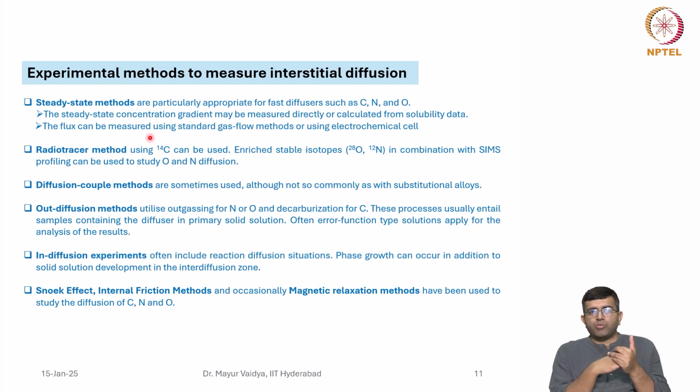Then diffusion couple methods, out diffusion methods, in diffusion experiments. These are some of the methods, sometimes not used as much as the previous two, for calculating the diffusivities of these interstitial elements. Then among the indirect methods, the Snoek effect, internal friction methods, and sometimes magnetic relaxation methods also have been used to study the diffusion of carbon, nitrogen and oxygen.